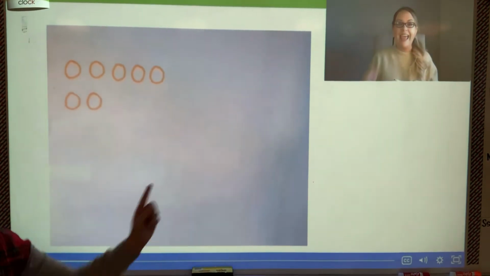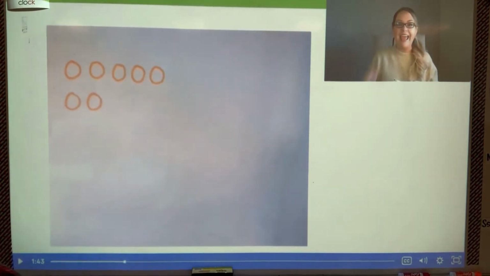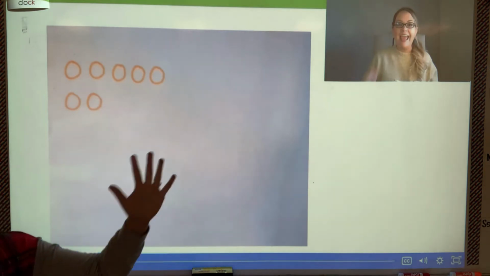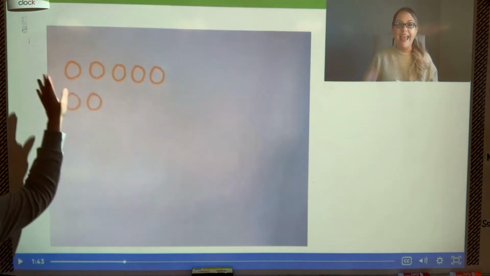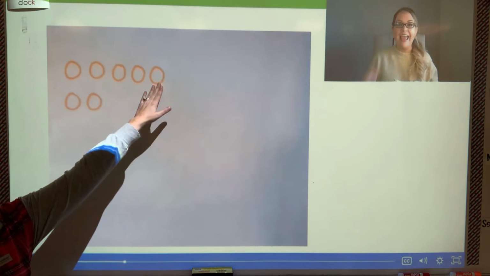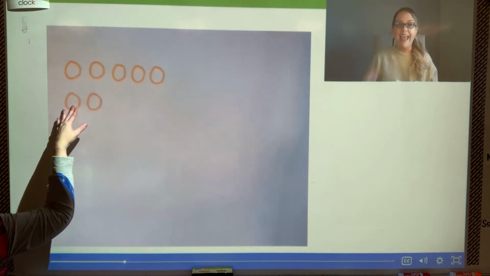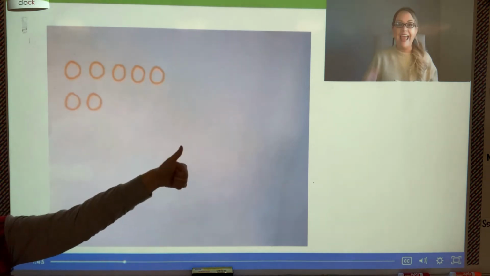How did she draw those, friends? What way did she use to draw those? That's a way that we talk about. She did it the what way? Ryan? The 5 group way, where we have 5 on top, and then we move to the bottom to show more. Awesome job.